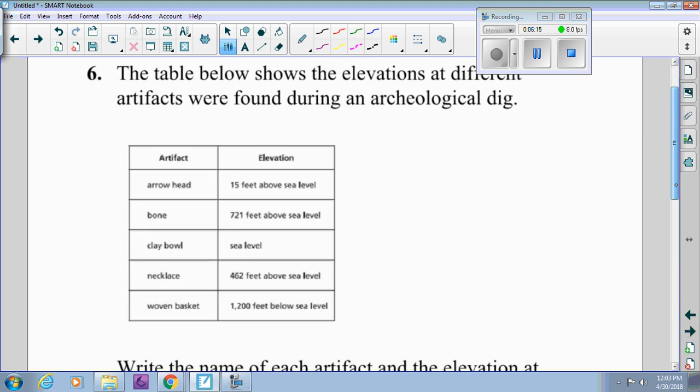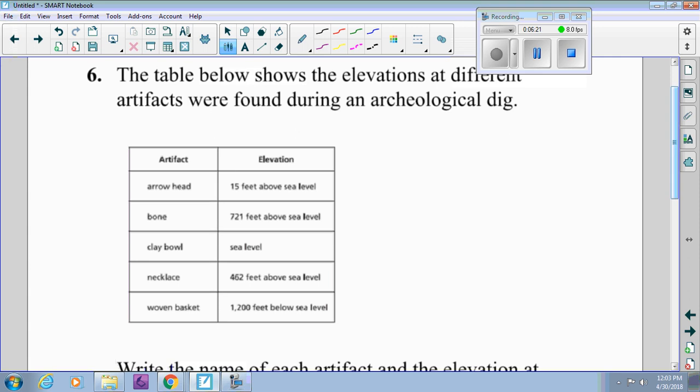All right, question 6. It says the table below shows the elevations at which different artifacts were found during an archaeological dig. So this one says Arrowhead was 15 feet above sea level. When we see above sea level, that's a positive integer. Integer means whole number, right?